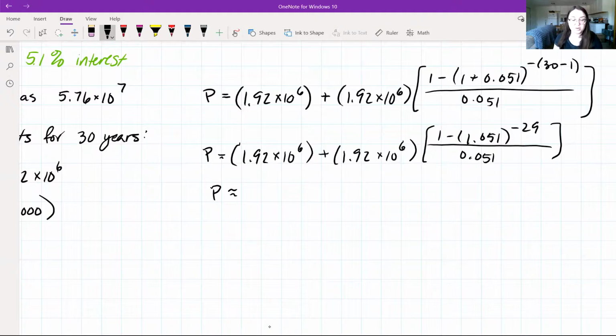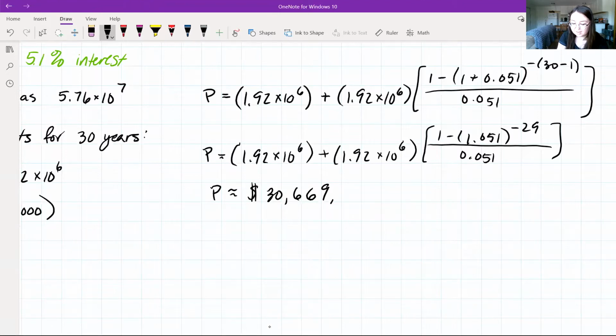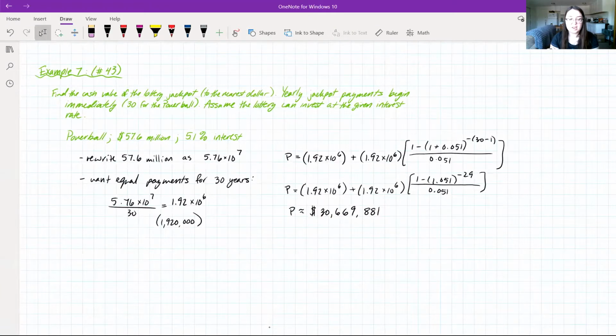And if you do, you should end up getting about $30,669,881. So that would be your cash value of the lottery jackpot. So we definitely see that's a lot different than $57.6 million.